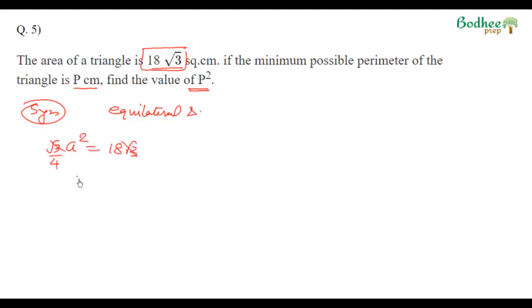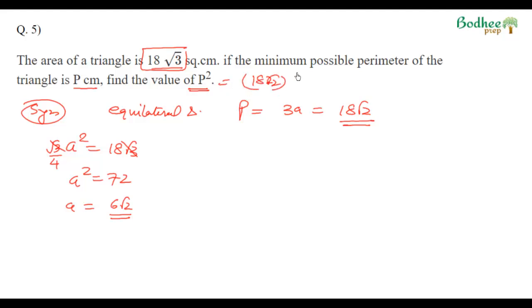So this will go out. The value of A square will be 72. So the value of A would be 6 root 2. So the perimeter P would be what? 3 times A, which is nothing but 18 root 2, correct? But we have to find the value of P square. So it will be 18 root 2 whole square, which comes out to be 324 into 2, or 648. So 648 becomes the right answer. Very simple question, easy question, everyone can solve it.